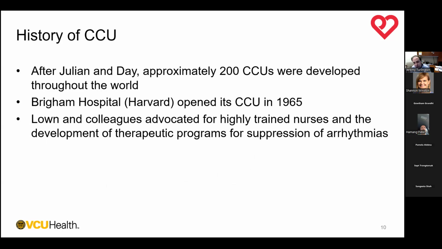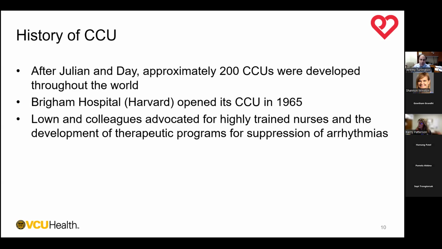After the work of Julian and Day, 200 CCUs were developed throughout the world. Like I said, the image I just showed you is from Brigham Hospital at Harvard in 1965. Lown and his colleagues at Harvard really thought it would be very beneficial to have highly trained nurses, that they would be the best to notice and suppress these arrhythmias and treat them quickly. Part of that was obviously that nurses are the backbone of our CCUs and any of our units, but part of it was honestly because they wanted residents there first, and the residents complained about sitting in front of screens the whole time and thought it was scut work, so they rebelled at Harvard, and nurses were trained to do this.